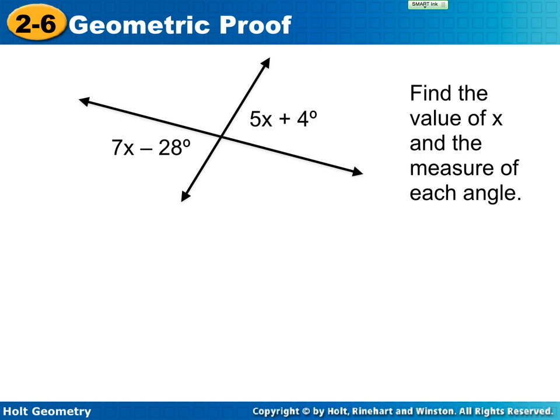Like it's 180 degrees? No. The theorem that we're looking at right now says vertical angles are congruent. The conclusion would be that angles are congruent. So those angles are supposed to be the same. So 7x minus 28 has to equal 5x plus 4. No 180 in there. It's the same. So you need 7x minus 28 equal 5x plus 4. Algebra to solve.